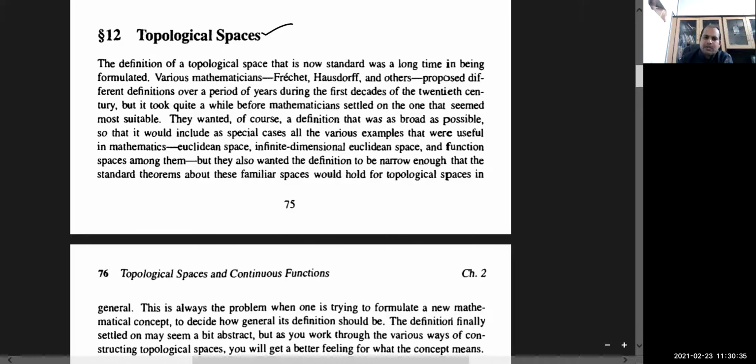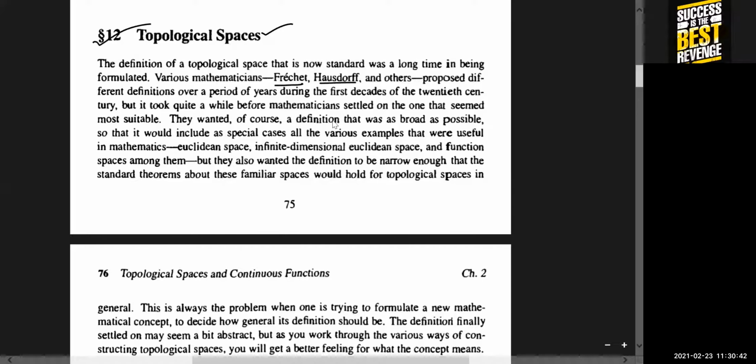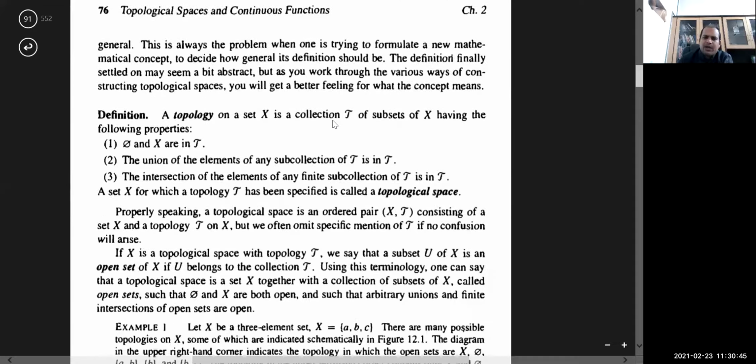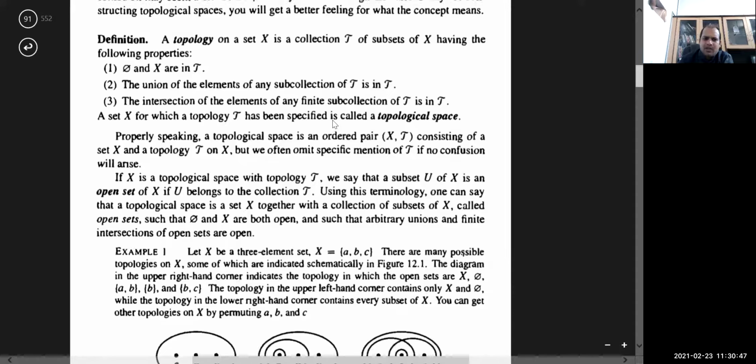History: mathematicians like Frechet, Hausdorff and others contributed to this theory. So you can read all those concepts. Now I am starting from the topological space, the definition of a topological space. A topology on a set X is a collection T of subsets of X. Let us throughout use this notation T, having the following properties. A topology on a set X, where X is any non-empty set.